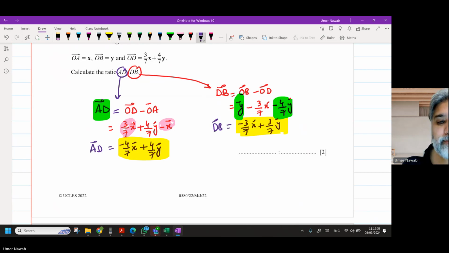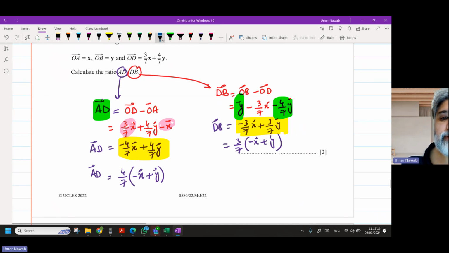Now, the interesting thing which you can see in both answers, something is common. What is common, my friends? You can take 4 over 7 common, and what is left inside? Minus x plus y. And in the other, 3 over 7 is common, so minus x plus y. Now in ratios, we can cancel the common things. So this is canceled. 7 is canceled. So what is left to you? 4 and 3. So your answer is 4 is to 3.